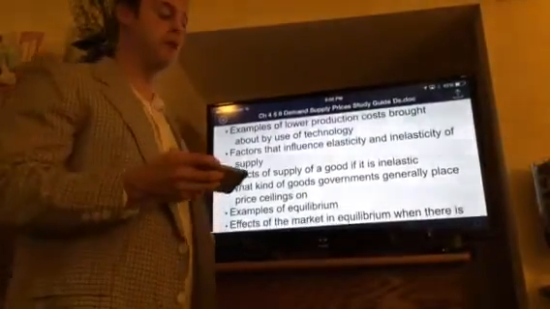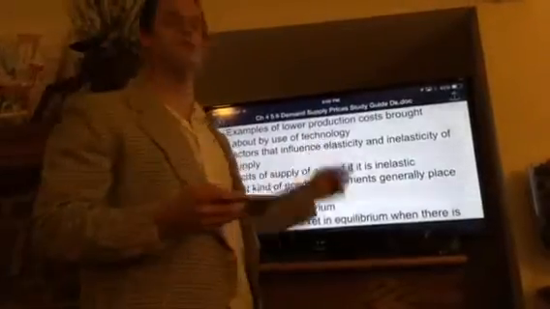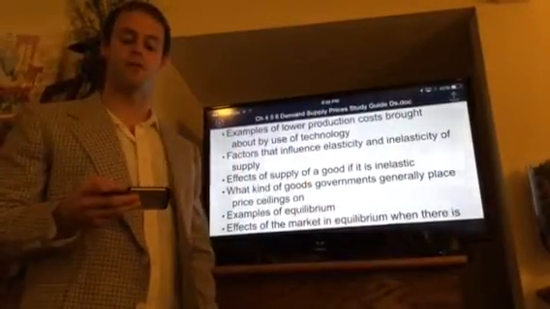But just know that efficiency will increase. They'll invent new technologies to make things faster and cheaper, and price will go down.